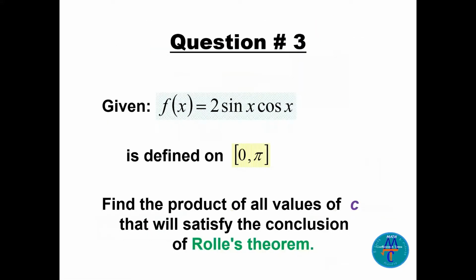Question number 3, we have the function f of x is equal to sine of x times cosine of x defined on the closed interval 0 to pi. Find the product of all values of C that will satisfy the conclusion of Rolle's theorem. So we apply Rolle's theorem and we find the values of C, then we multiply them.